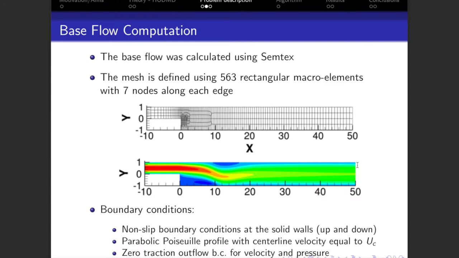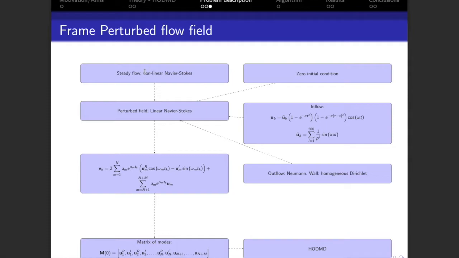Given the steady base flow, the linearized Navier-Stokes equations are integrated assuming zero initial condition and the following boundary conditions at the inflow, where tau is the final time, sigma is a positive relaxation parameter which allows a small transition at the beginning and the end of the simulation, and omega is an angular temporal frequency. The term UV is modeled so that each component is expressed as a convergent series of sine functions with p equal to 2.